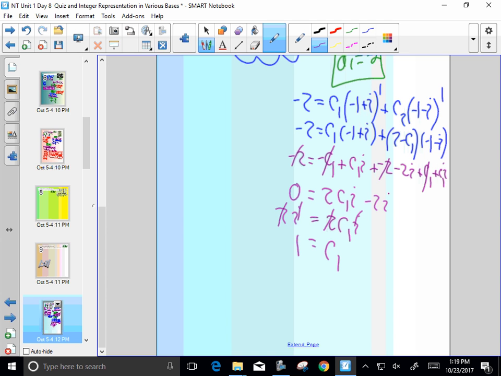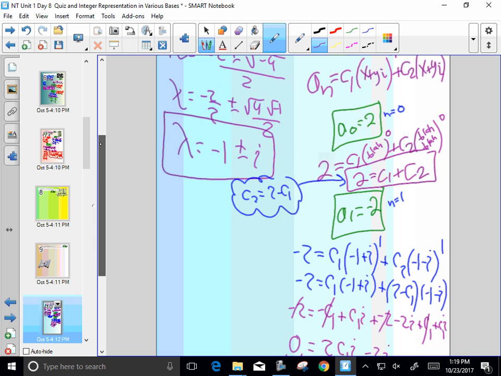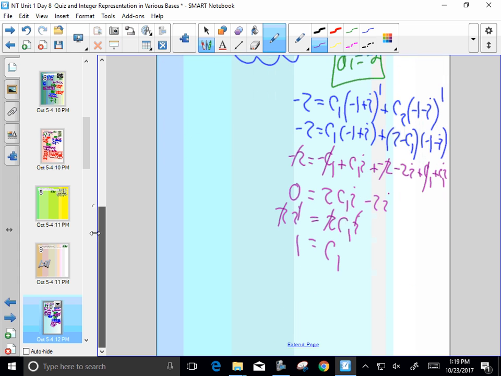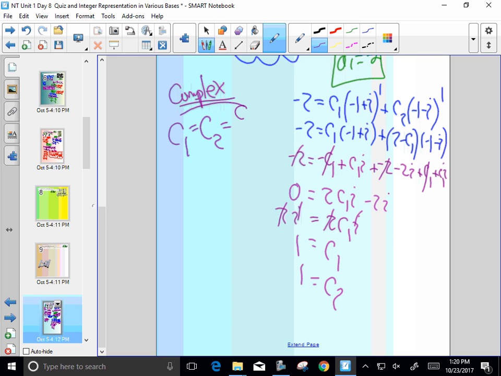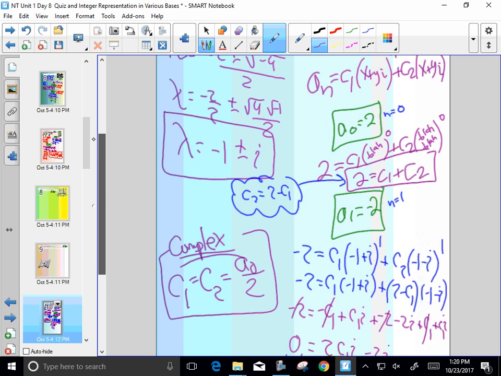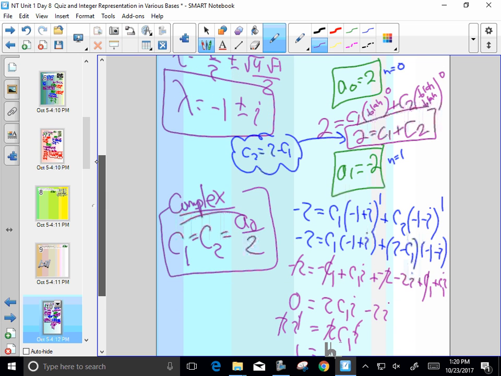So C1 equals 1. And what did I say C1 was equal to? Half of A0. And what's C2 going to be? It's 2 minus 1, so that's going to be 1 as well. So for the complex situations, C1 equals C2 equals A0 over 2. And I'm not proving it. You could prove this with variables, but with this problem, super helpful, because now what you're going to do is you're going to go back to the beginning here.